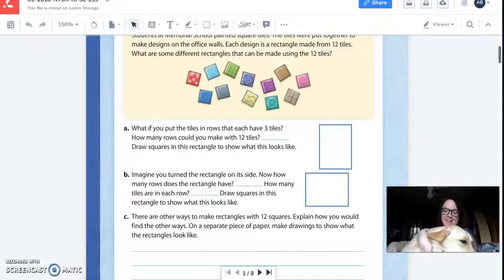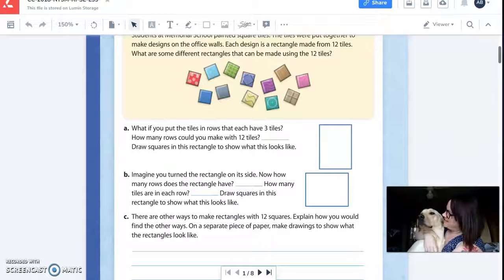is hugging me right now. Say hi, Nash. Can you say hi? Say hi to everybody. Say hi.